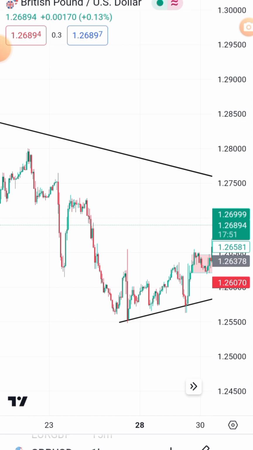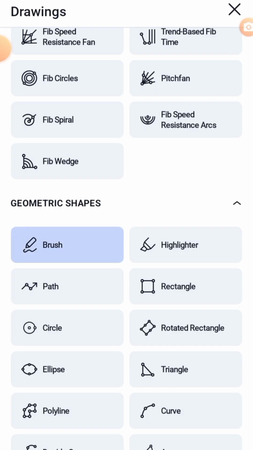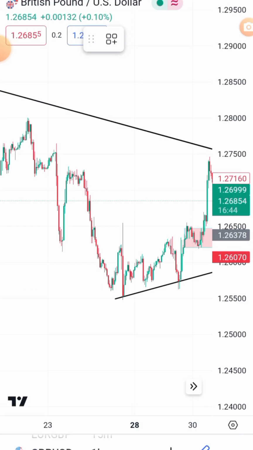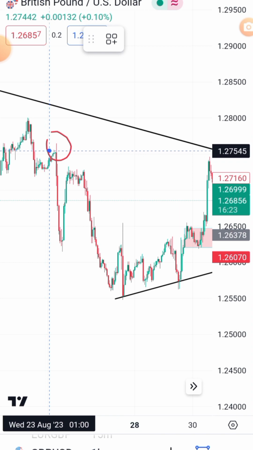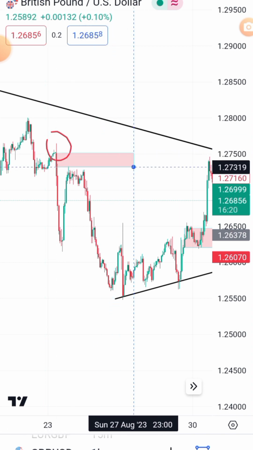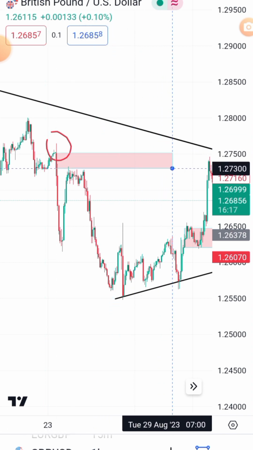So for example, let me go straight to examples. If you see here, there was aggressive selling. That means there was a great supply zone there. So just come and draw your supply zone here. You wait for the market to come there and you wait for confirmation.